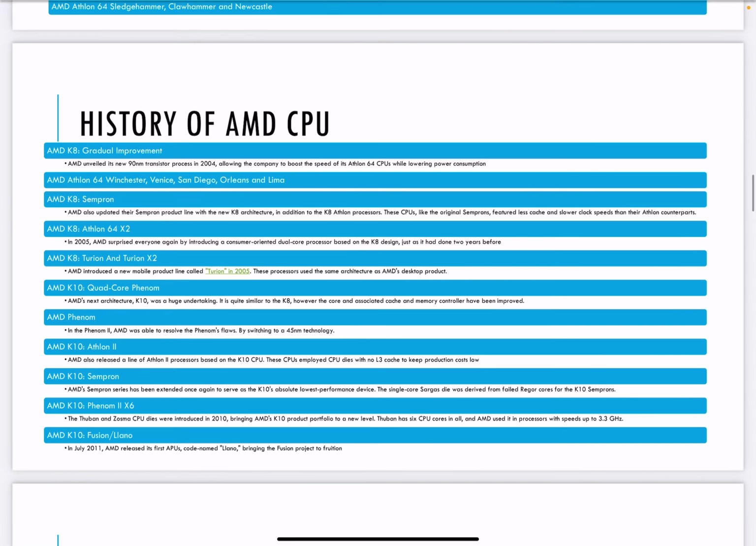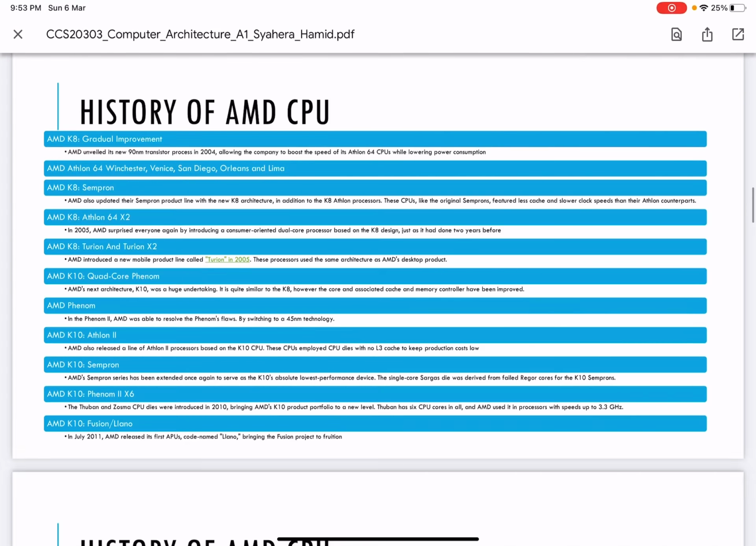Next, AMD K8 gradual improvement. So AMD unveiled its new 90 nm transistor processor in 2004, allowing the company to boost the speed of Athlon 64 CPUs while lowering power consumption. And then the Athlon 64 Manchester, Venice, San Diego, Orleans, and Lima.